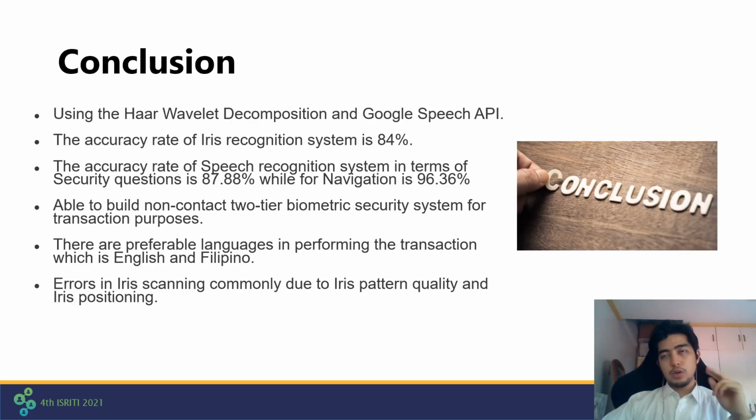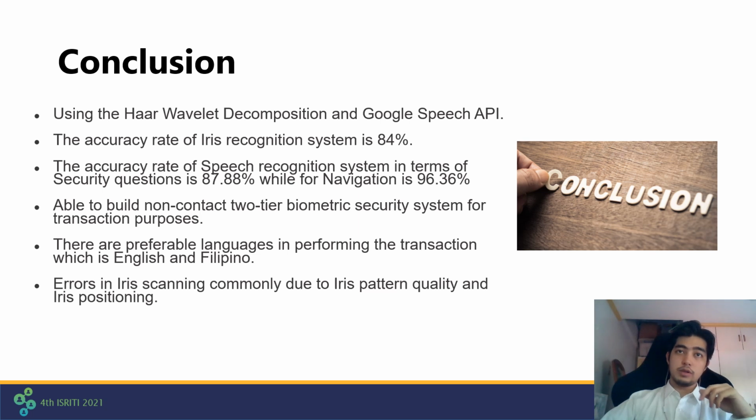In conclusion, we were able to apply the algorithm Haar wavelet decomposition for the iris recognition system and the Google Speech API for the pre-trained machine learning for the speech recognition system. For the accuracy of the whole security system, we were able to accumulate an accuracy of 84% for the iris recognition, 87.8% for the security questions, and 96.36% for navigation.